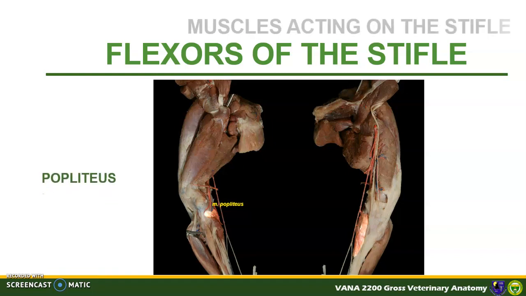Aside from that, the popliteus is a relatively small muscle caudal to the stifle. Its chief action is the flexion of the stifle, although it may slightly rotate the leg medially.